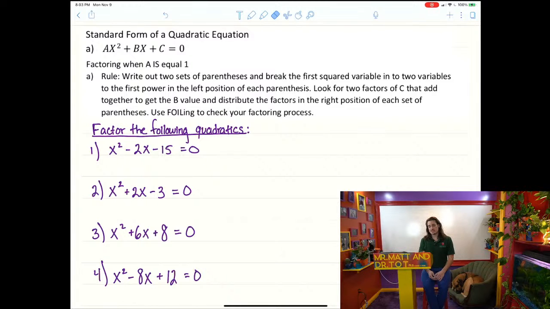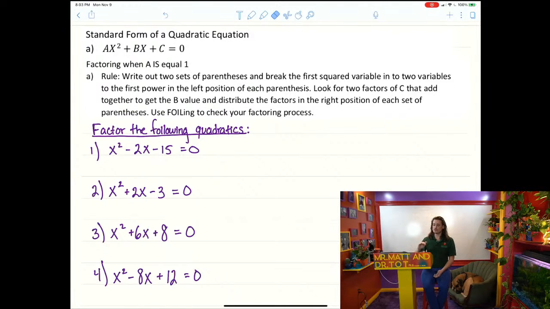Also know that the input variable is just standardly known or referred to as x in math, but it can be any letter. So it could be M, Z, A. In the standard form, we usually use x, but just know that in your math classes, your teachers might use a different variable.